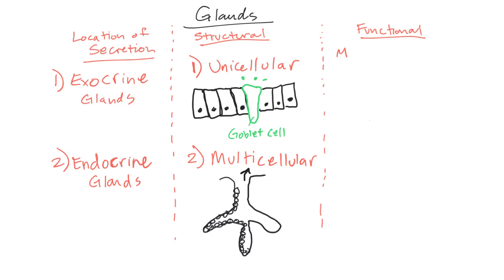All right, functionally then, how they secrete their substance is also how we can classify them. So these don't run parallel. No. You can have a unicellular endocrine gland and a unicellular exocrine gland, right? So these are just different ways that we are classifying them. All right, so we can have a merocrine gland, an apocrine gland, and a holocrine gland.